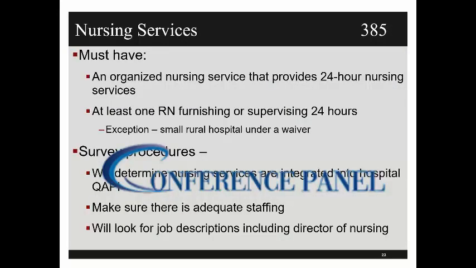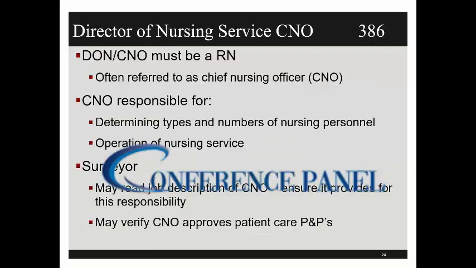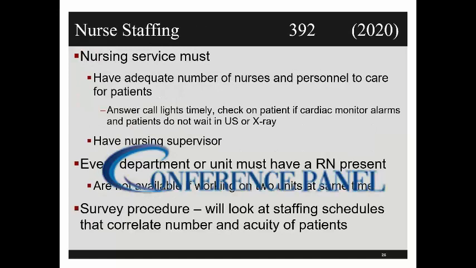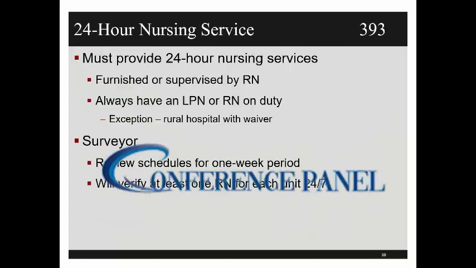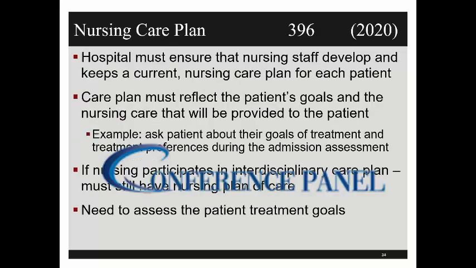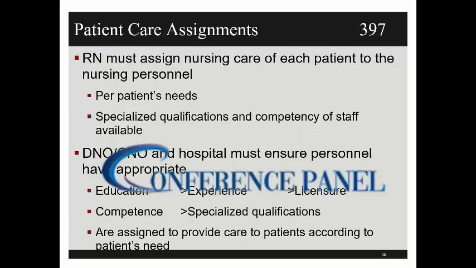That's 385. I include the tag number in the upper right-hand corner, so when you're trying to find this, that's the best place to go look. You must have a CNO or DNO that must be an RN. Now, this one is new. It talks about nurse staffing. You have to provide 24-hour nursing care, supervised by an RN. They also made a few changes regarding the nursing care plan. 397 is that you must have an RN to assign nursing care.